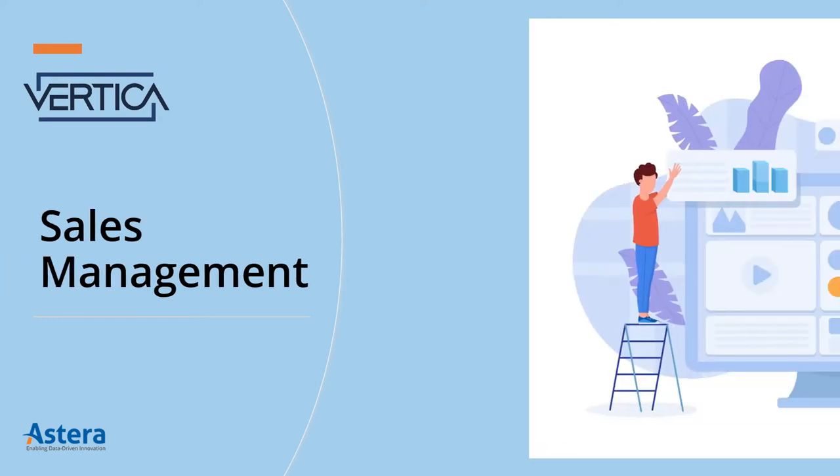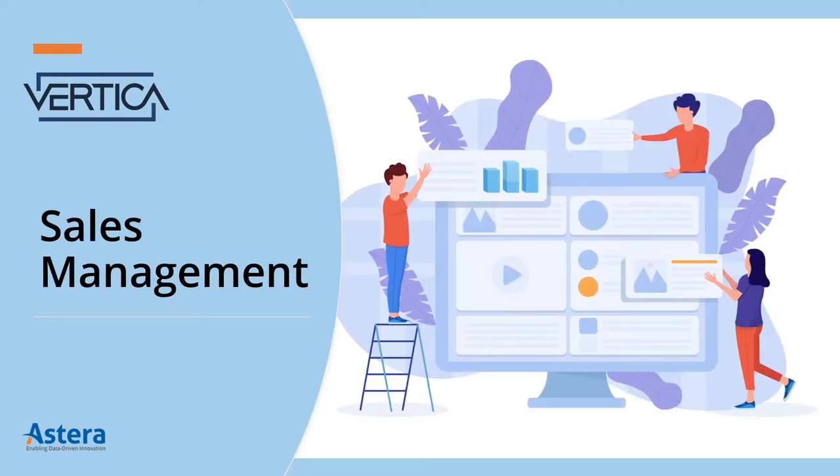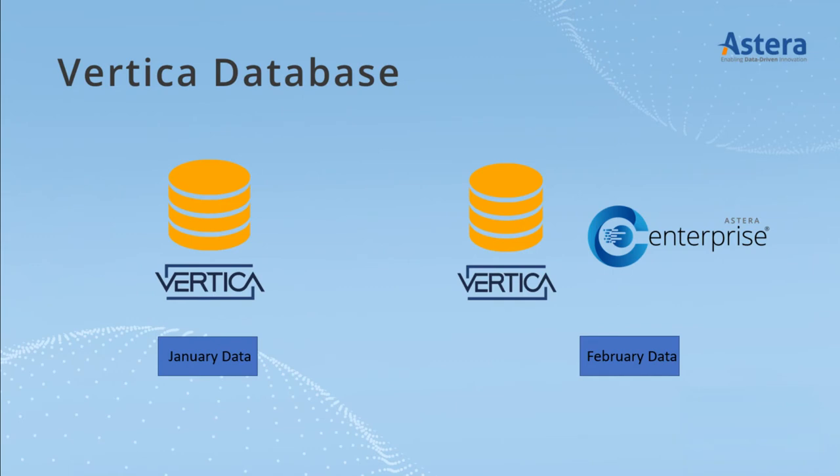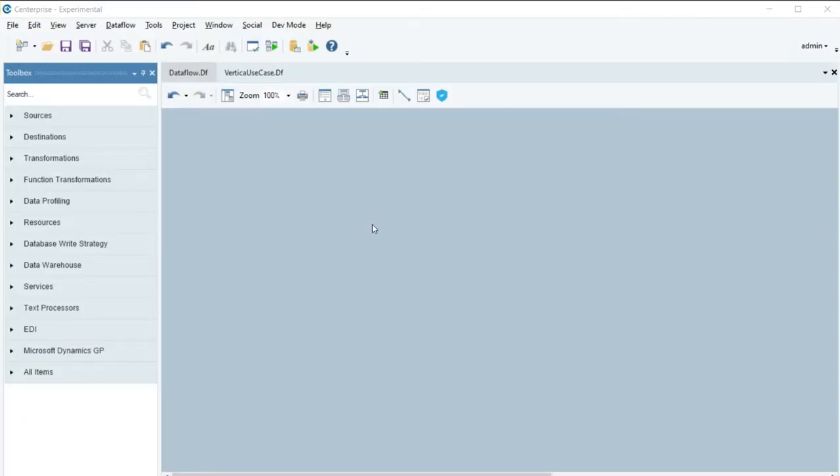Let's look at a use case for sales management. The data for wholesale orders for the month of January is in a Vertica database. The data for the month of February is yet to be sent to the main Vertica database in a consolidated table. To connect to the Vertica database, we will be using a shared connection object, since we have two instances in the same data flow where we will be connecting to the same database.